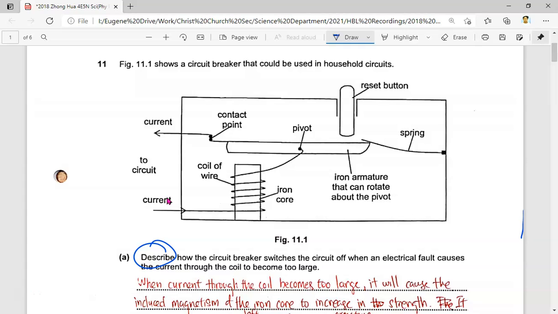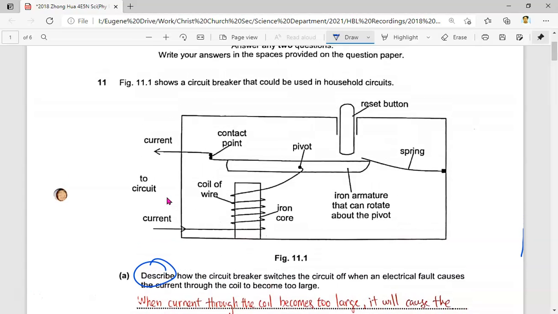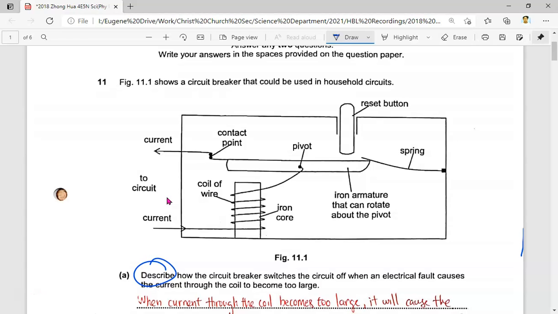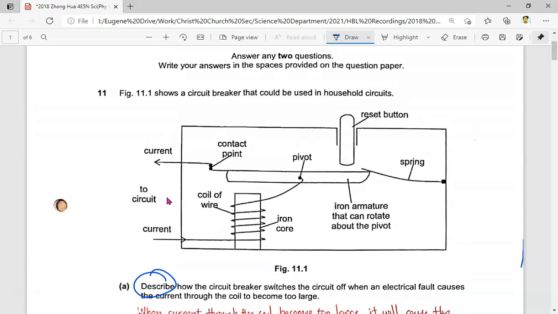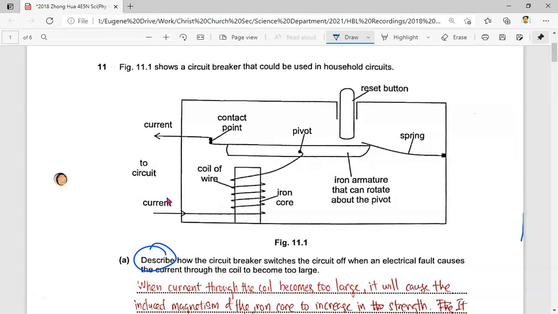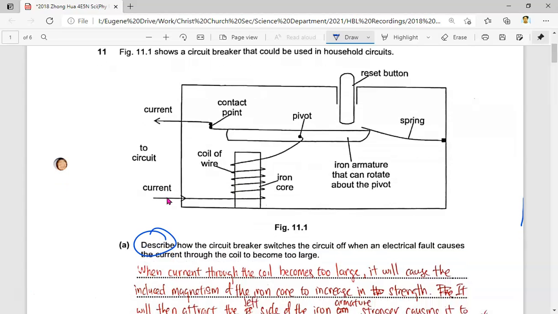So let's look at it now. This is section B of the ZhongHua Prelim paper for 2018. Let's look at the figure here. Figure 11.1 shows a circuit breaker that could be used in household circuits. So this is a circuit breaker.